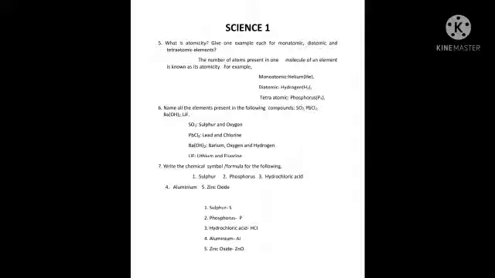Okay, learn thoroughly. Then differentiate between an element, compound and mixture, give one relevant example for each. Then what is atomicity, give one example each for monatomic, diatomic and tetratomic elements. Then name all the elements present in the following compounds: SO2, PbCl2, Ba(OH)2, LiF. So these questions I have given already.